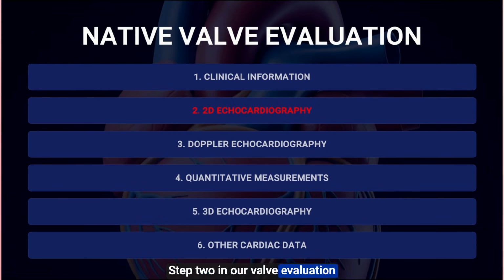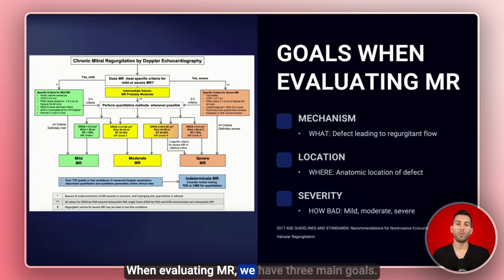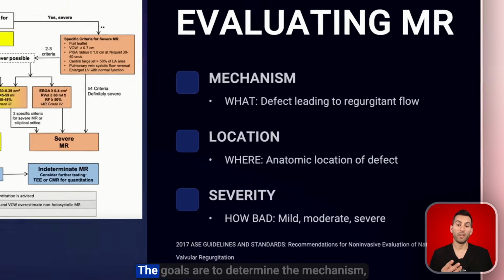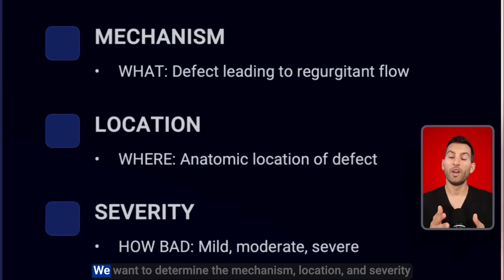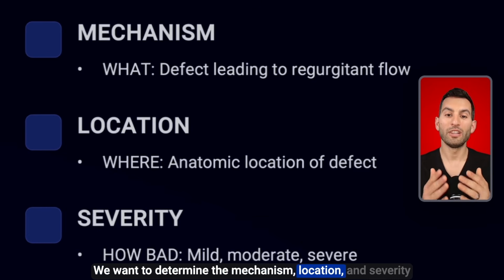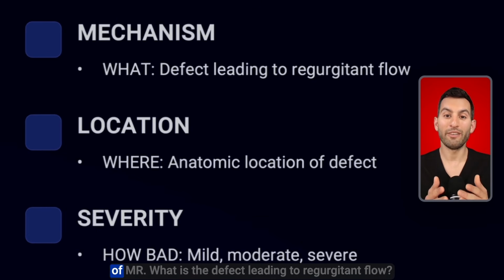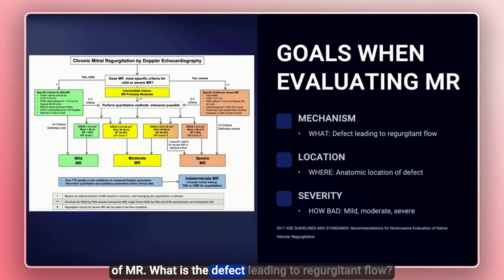Step 2 in our valve evaluation is using 2D echocardiography. When evaluating MR, we have 3 main goals. The goals are to determine the mechanism, location, and severity of MR. I'll say it again. We want to determine the mechanism, location, and severity of MR. What is the defect leading to regurgitant flow? Where is it anatomically located? And how bad is it: mild, moderate, or severe?